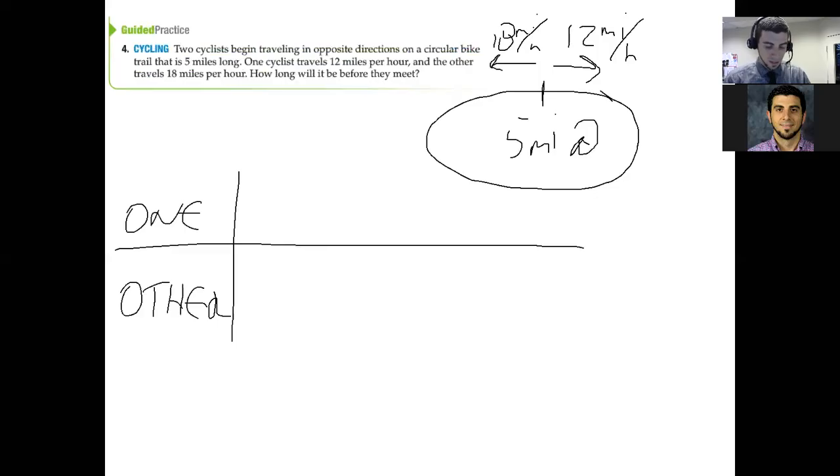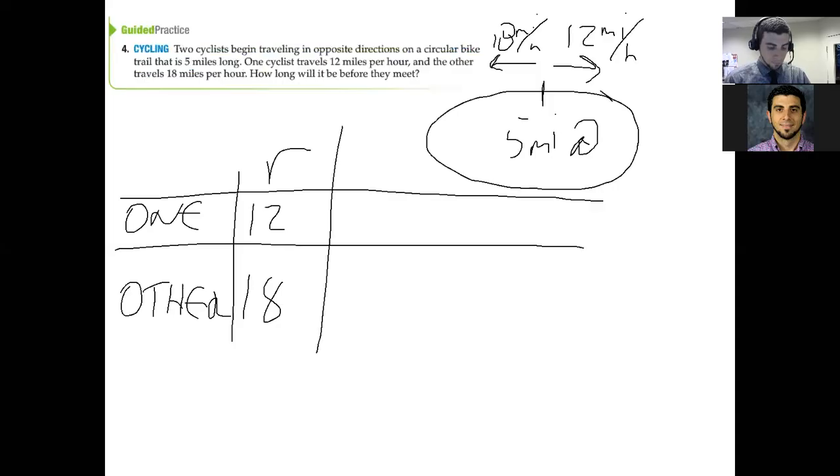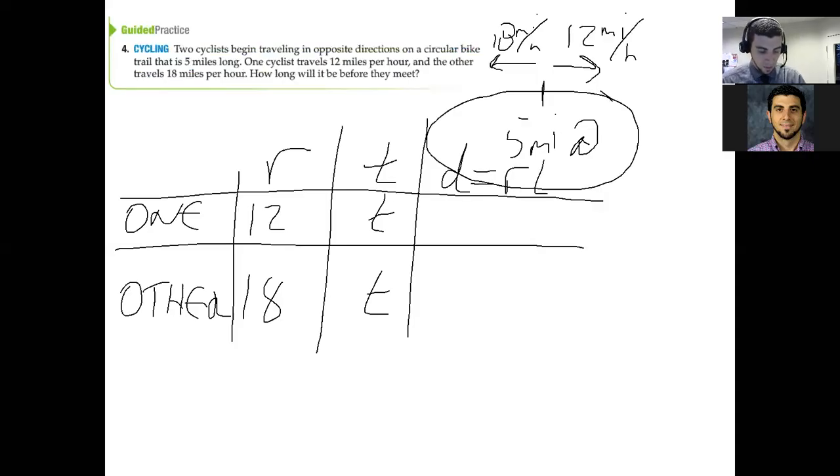Okay, so we know the rate of both of them. The rate of the one guy is 12, and the other guy is 18. The time, that's the variable in question, so we'll call that t for both of them. And it's going to be the same amount of time because they're going in opposite directions until they meet. And the distance, which is rate times time, we actually know the answer to that is 5.